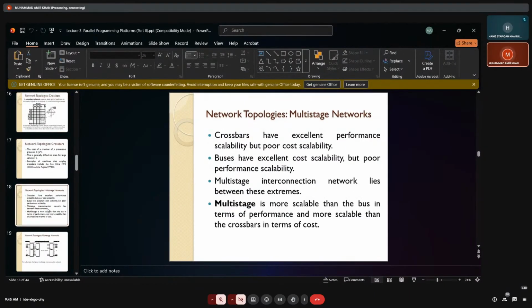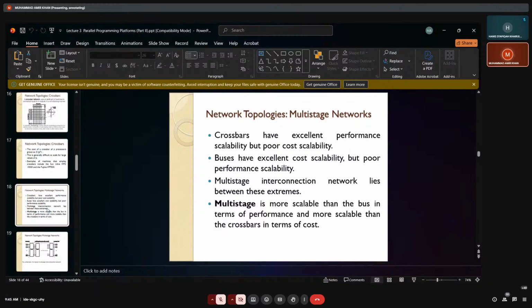So crossbar has excellent performance, definitely it should be, and poor cost scalability. Buses have excellent cost scalability but poor performance scalability. Multi-stage interconnection network lies between these extremes. So we have another topology, which we call the multi-stage network.